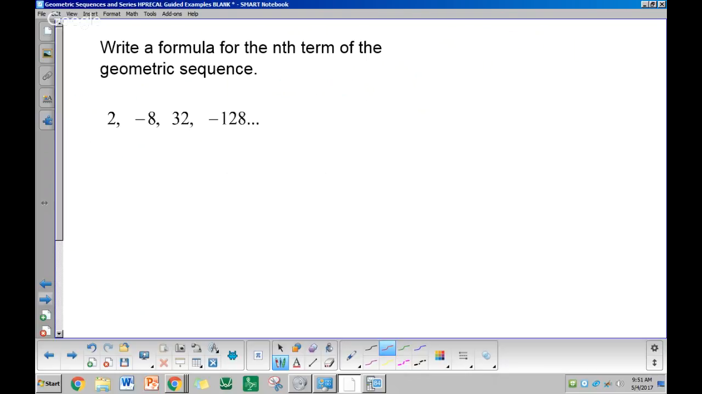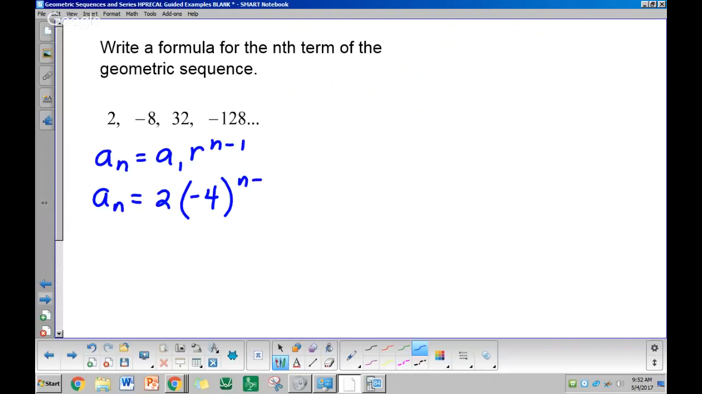Write a formula for the nth term of the geometric sequence. Got it. So they're telling you it's geometric, so we know that it's gonna be a sub n equals a sub 1 times r to the n minus 1. I'm gonna say that so many times today that you probably have it memorized, right? That's the whole point. So do we know a sub 1? 2. So this is gonna be a sub n equals 2 times -4 to the n minus 1.